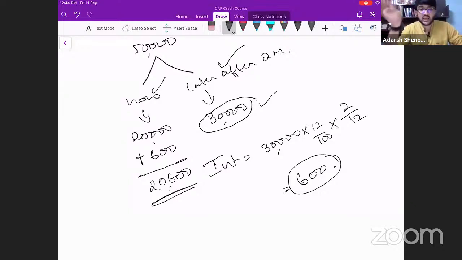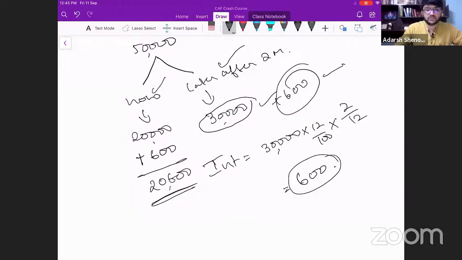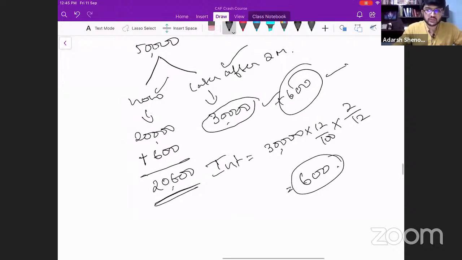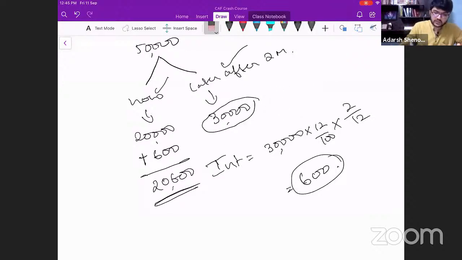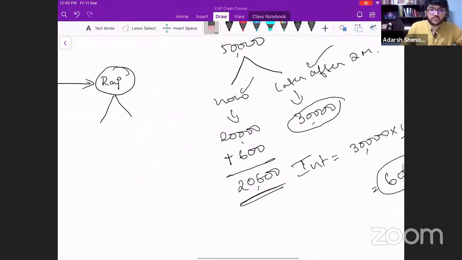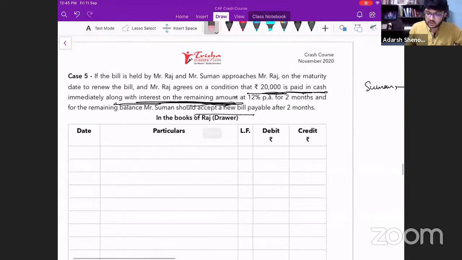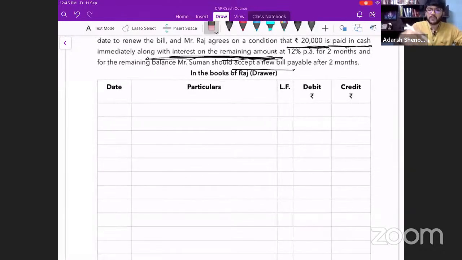One more scenario could be that you pay 20,000 now, and the balance plus interest on that balance, you pay it later. That is 30,600 you pay later. Through a new bill, you accept a new bill. That possibility is also there. You just have to read the sentence and understand that. But here they have said that we are going to pay the interest amount upfront. So I will pass detailed entries. Please pay attention. I'll pass the detailed entries.